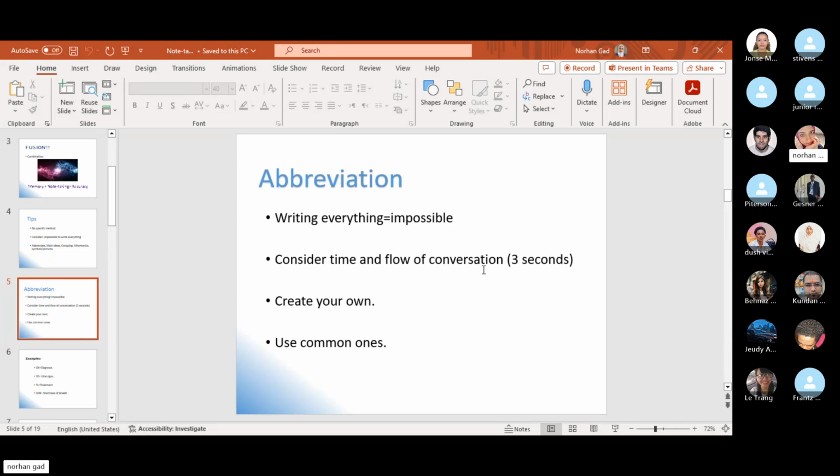So to keep the smooth flow of the conversation, you have to make sure that you're not causing a pause. You are following the speaker, like 3 seconds after the speaker stops, you should start your rendition. This is the protocol. Maximum 5 seconds. And this is the maximum.